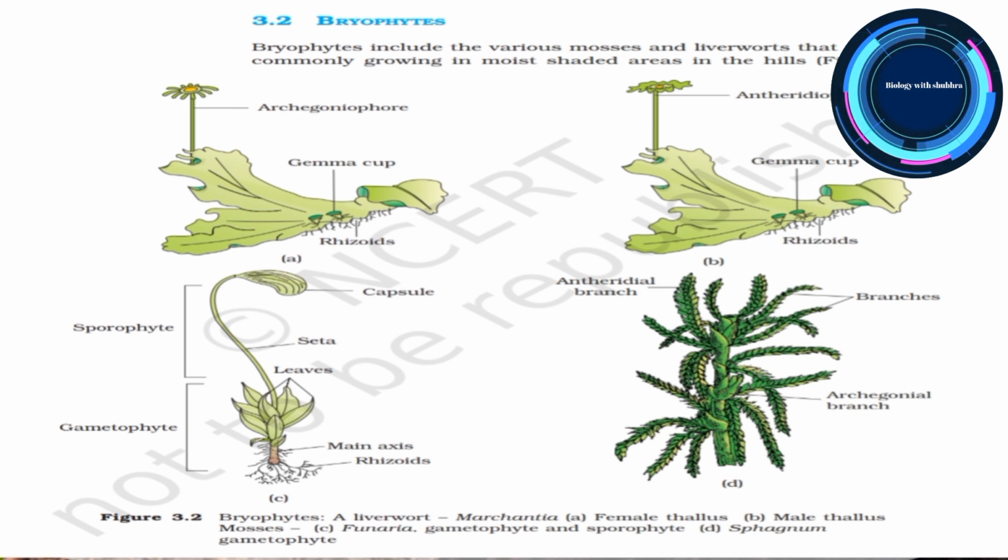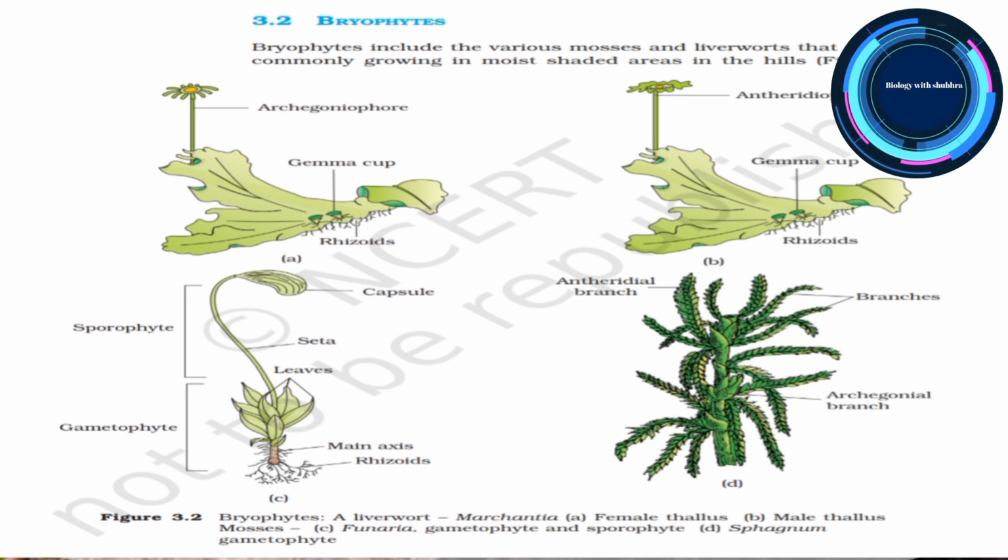In the previous chapter, we had learned the algae and their characters and their types, and today we are going to learn the bryophytes. What are bryophytes? Of two types. They are found in moist and sandy areas and in damp places. We will learn their reproduction, their types, their characters. So let's begin.